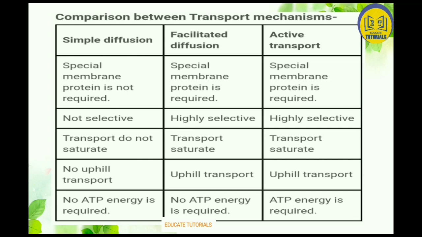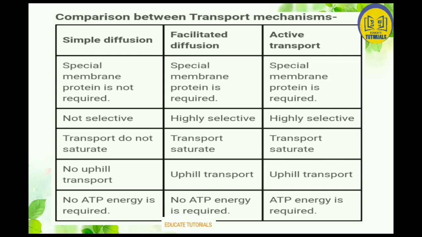In simple diffusion, the transport does not saturate, but in facilitated diffusion and active transport, the transport saturates. In simple diffusion, there is no uphill transportation, but facilitated diffusion and active transport can be uphill. That means in simple diffusion the movement occurs from a higher concentration to a lower concentration, but in active transport the process goes from a low concentration to a high concentration, known as uphill transportation.